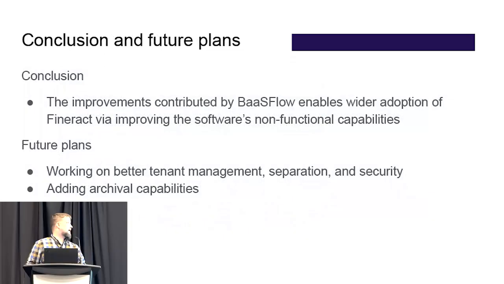So, conclusion. We contributed these improvements to Fineract partially. Not everything has arrived in the Apache repository yet. For example, the Helm chart is not yet clean enough to be included in the Apache project, basically because of the pretty hard AWS dependencies. However, we are working on pushing those changes, at least most of those changes, to the actual open source repository. And we believe that these improvements, while not contributing to the functional aspects of Fineract, contribute a lot to the non-functional working of Fineract.